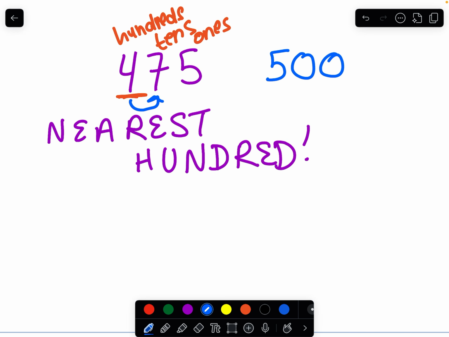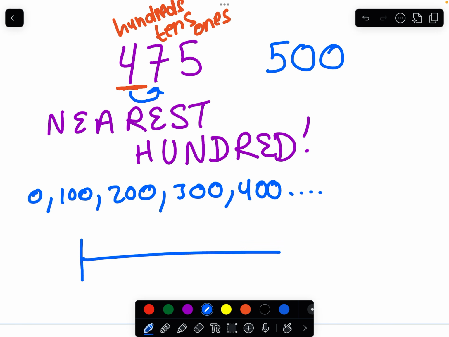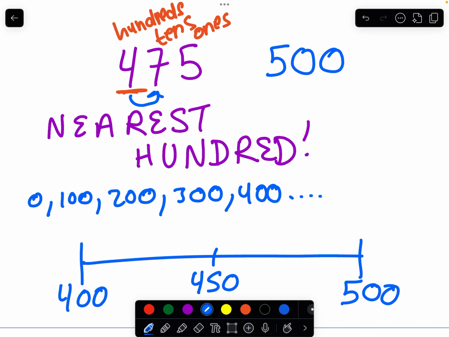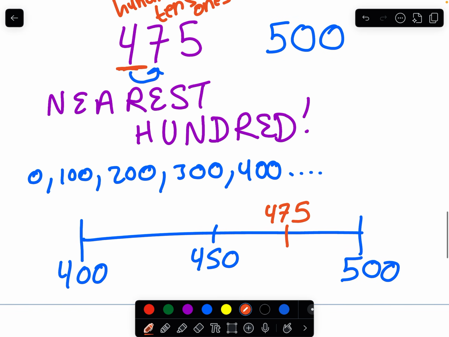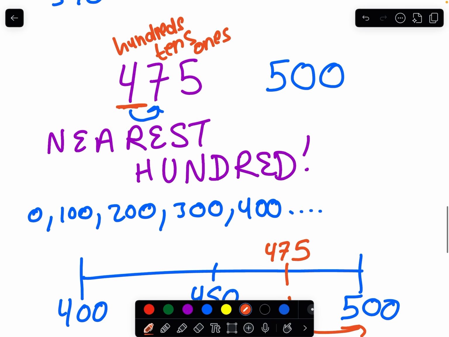And why does that make sense? Well, imagine you're counting by hundreds. 0, 100, 200, 300, 400, etc., right? And so we're living in the world of hundreds, and 475 is between 400 and 500, and somewhere in the middle is 450. And 475 is about here. And which 100 is it closer to? It's definitely closer to 500.